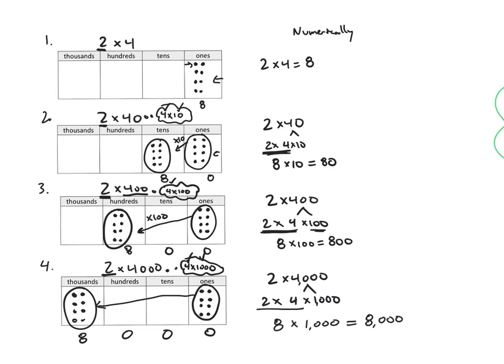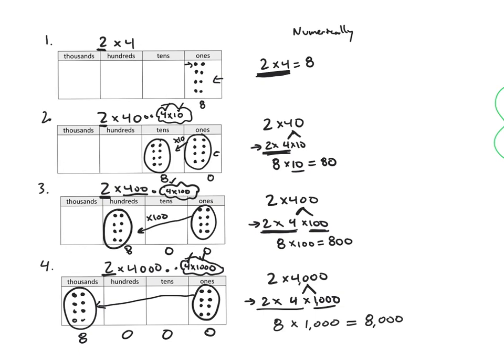So a few things to be paying attention to. In each problem, we started with 2 times 4, when we didn't need to decompose, we would start with 2 times 4. In the problems where we had to do a decomposition, we started by decomposing. So we decomposed the multiple of the 10, 100, or 1,000. But after we decomposed, each problem started with 2 times 4, and then we multiplied by 10, 100, or 1,000.